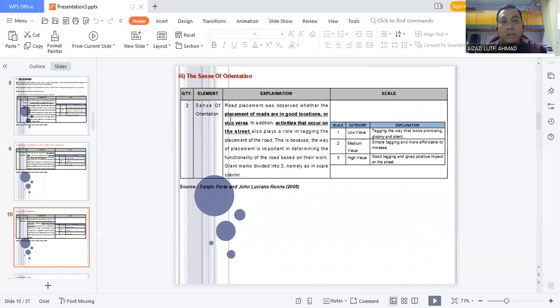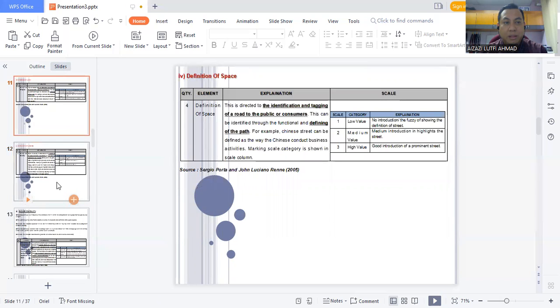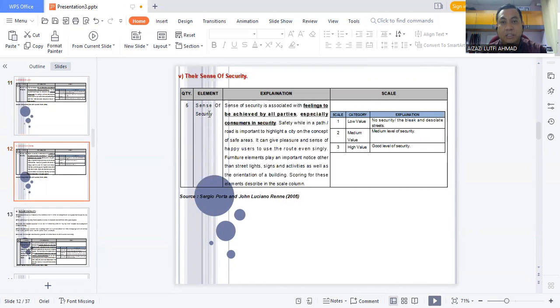Other than that is the sense of orientation. That means the placement of roads is in good condition or vice versa. Then the definition of space, the identification or tagging of a road to the public or consumers. And then the sense of security. Security means the feeling to be achieved by all parties, such as consumer security.